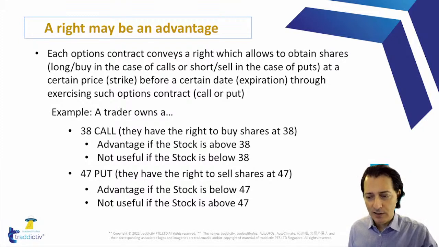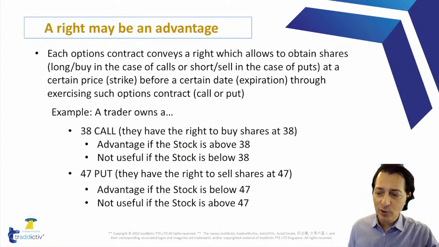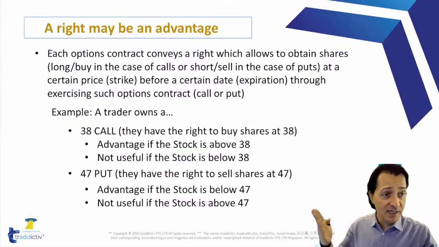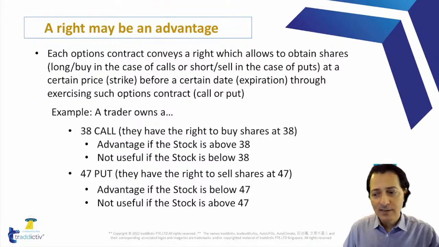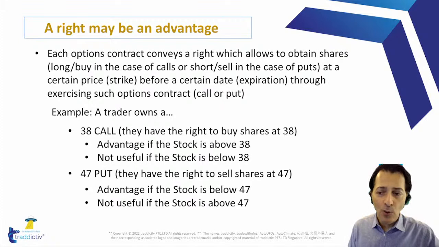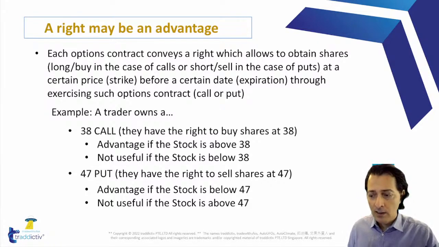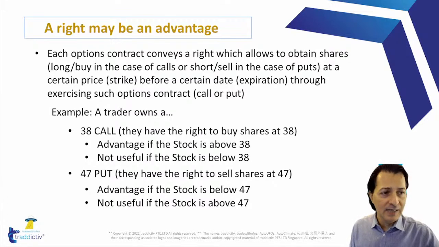The opposite is also true. So let's say the stock is trading at 57 and you own the 47 put. Well, why would you exercise your put and sell at 47 while you could go ahead and sell the stock now at 57, which is $10 more expensive? You want to sell expensive, you don't want to sell cheap, right? So selling at 57 is better than selling at 47. So it's not useful to own the 47 put. Therefore, that 47 put has no intrinsic value.